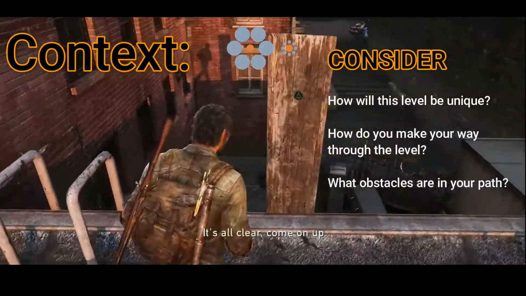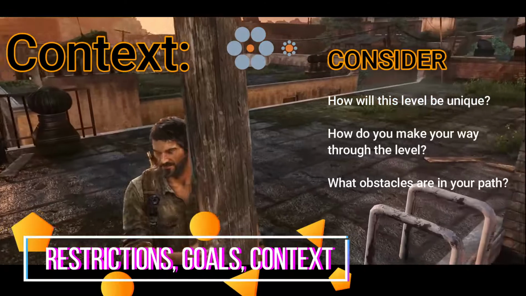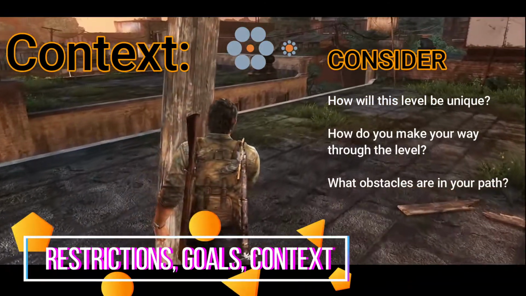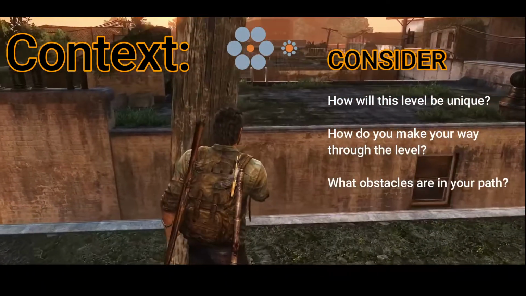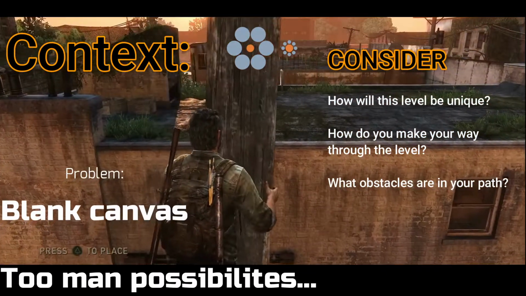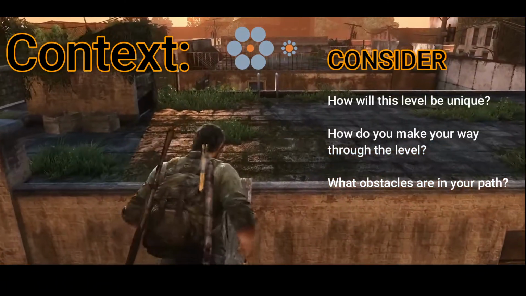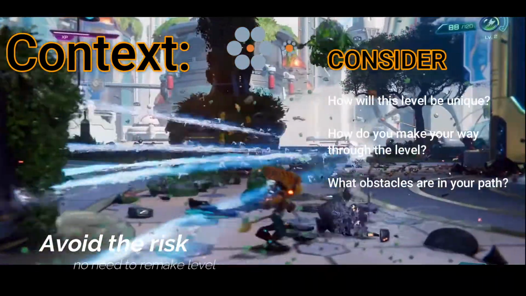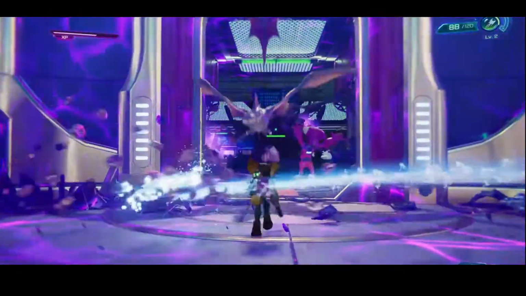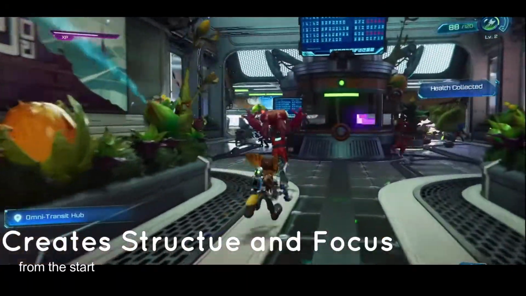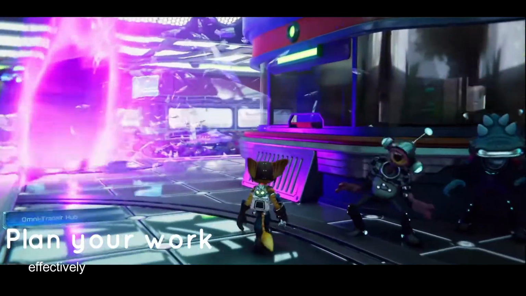Now, what are the reasons for focusing on restrictions, goals, and context? Well, firstly, it creates a starting point so that you avoid the blank canvas problem, where there are just too many possibilities and you don't know where to begin. Secondly, you'll reduce the risk of having to rework your level part way to make your level work. And it helps you create structure and focus from the very beginning. And you can plan work around the level more effectively.